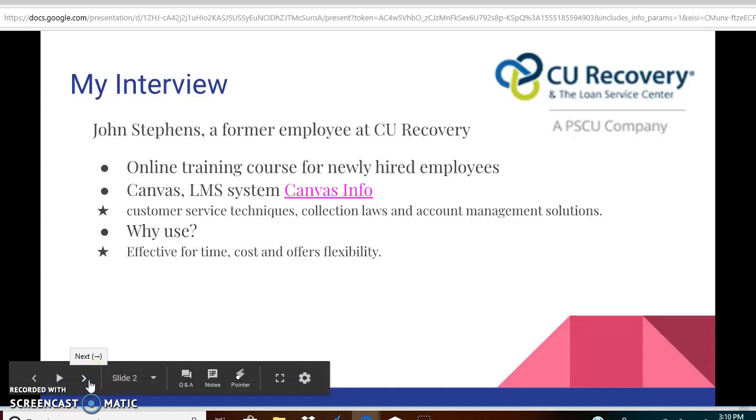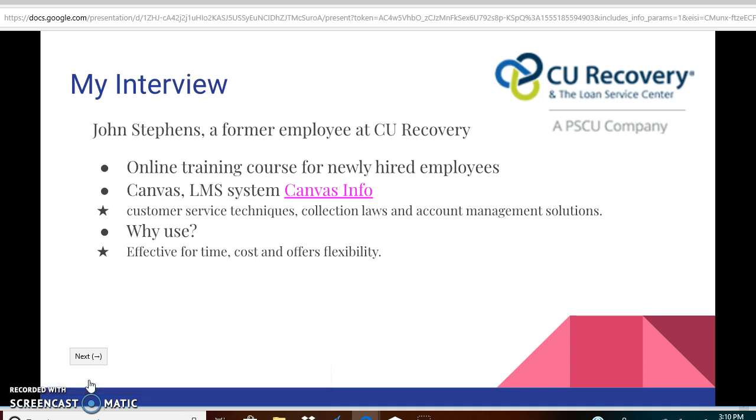So John formerly worked for a company called CU Recovery, which is an agency that works for a credit union that helps resolve financial accounts. During his time there, he ran an online training course for newly hired employees. The goals for this training were to limit time the company spent on training and also offer additional support for new hires so that they had access to materials in a convenient and flexible way.